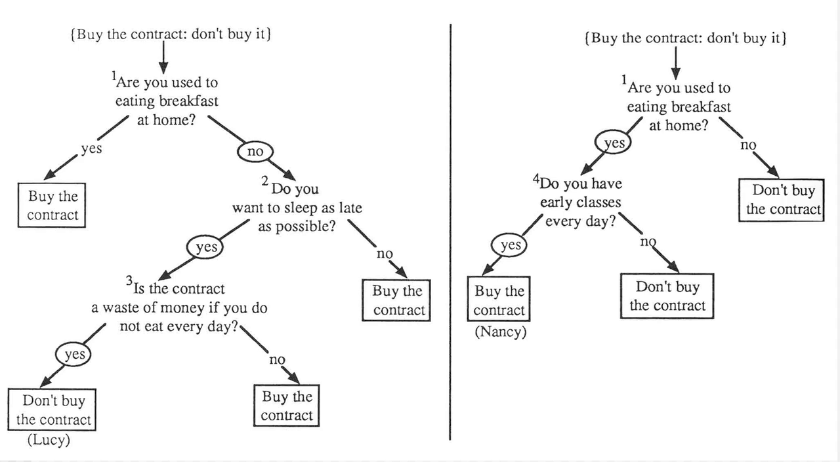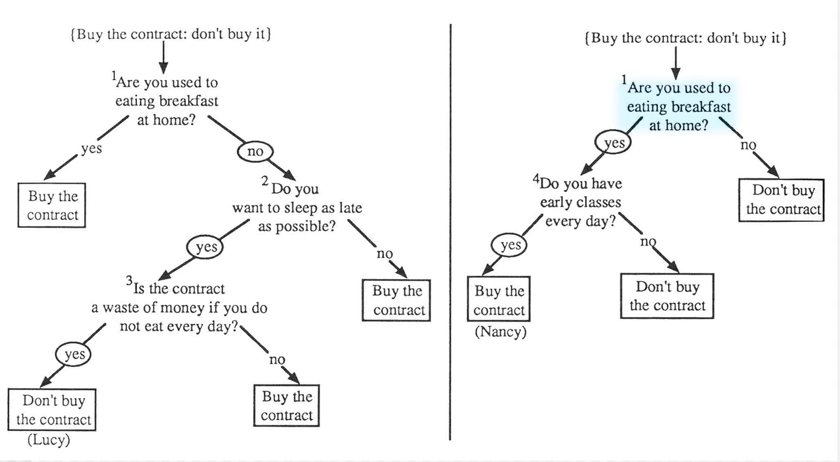So this student asked different questions too. That's the important thing about this. You can begin to represent the different kinds of questioning and different kinds of arguments that the students have with themselves about what to do. Not everyone goes through the same process. These two students have different processes. Different questions. Are you used to eating breakfast at home? This one asked, and this one said yes, the same question. But then, do you want to sleep late? This one talked about early classes, this one didn't talk about that, and so on. And this one had another question, which we can't ask at all: is the contract a waste of money if you don't eat every day? I suspect it was just Nancy, maybe, for whom it was an issue.